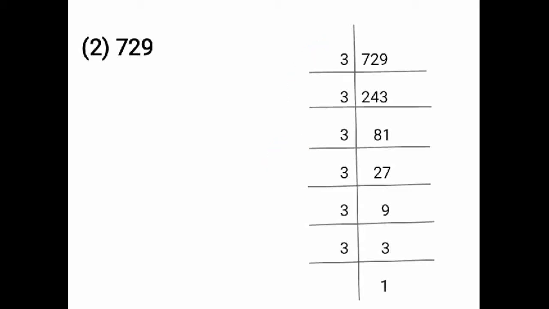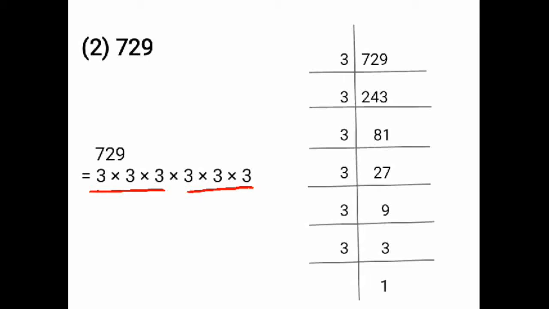That is, 729 is equal to 3 into 3 into 3 into 3 into 3 into 3. Number 3 is repeating 6 times. So you have to make it 2 groups. If the numbers are repeating 6 times, you have to make 2 groups. That is 3 times in one group and the other 3 times in the other group.